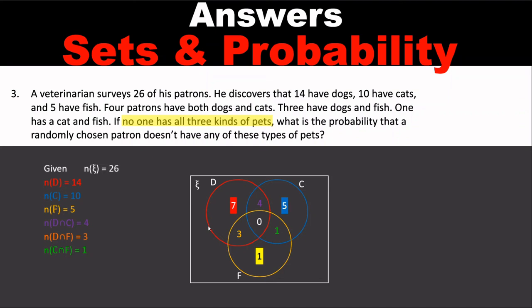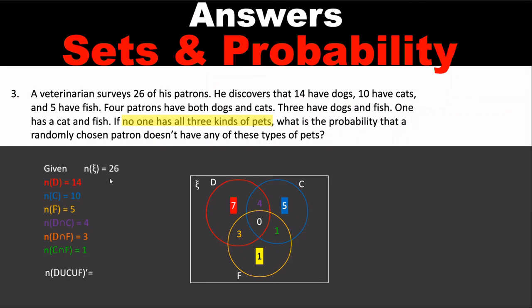So the probability that a randomly chosen patron doesn't have any types of these pets would be the number of patrons outside of these sets. It's very easy to forget that once you've filled in all of your sets, there's still a possibility that there are some elements in the universe which are not in any of these sets. In set theory notation, this would be the number of non-members of the union of D, C, and F. Because of course the union of all three sets is anybody that's in any of them at all. And we're trying to show the number of values that are outside of that.